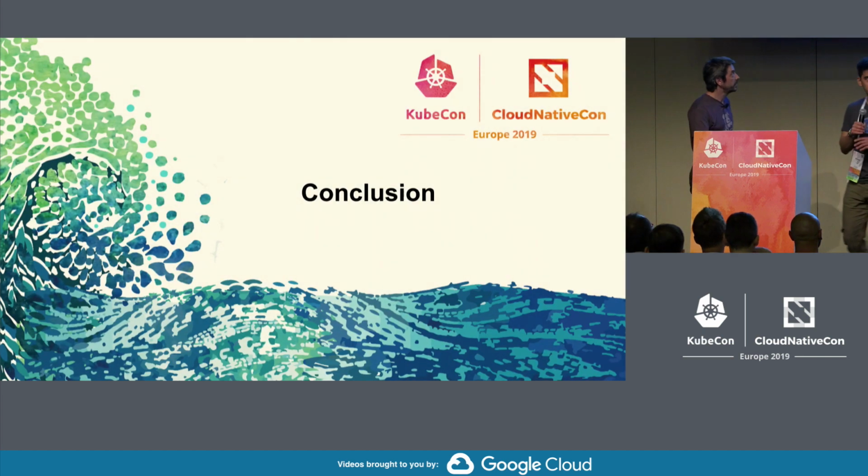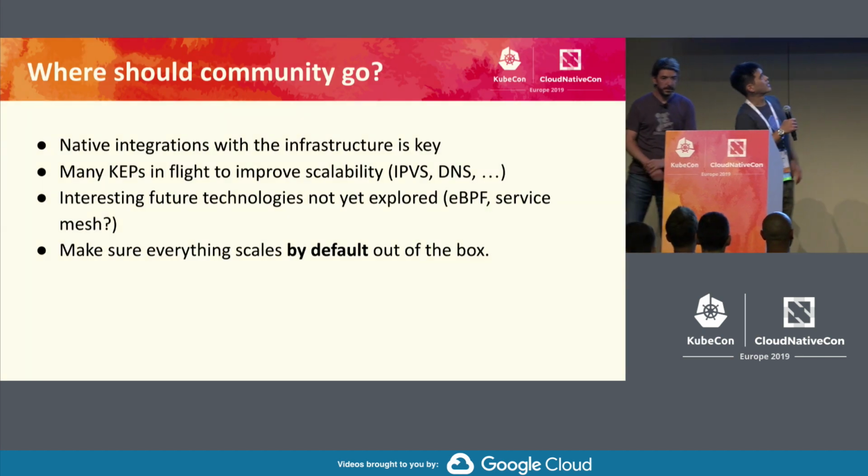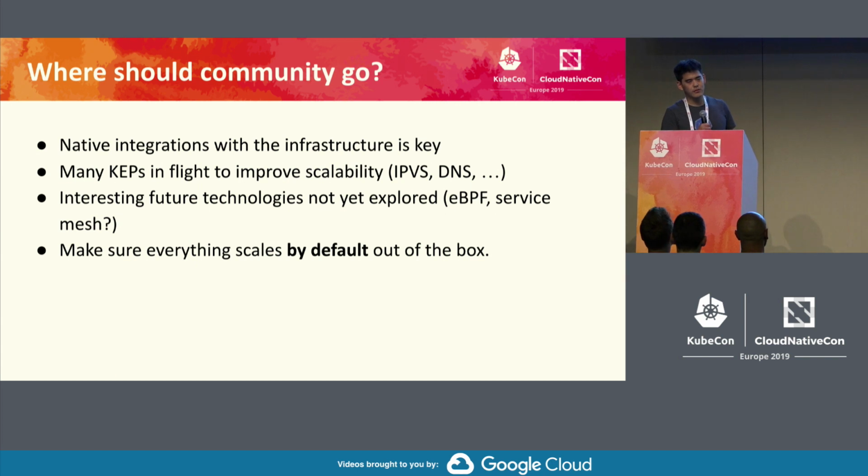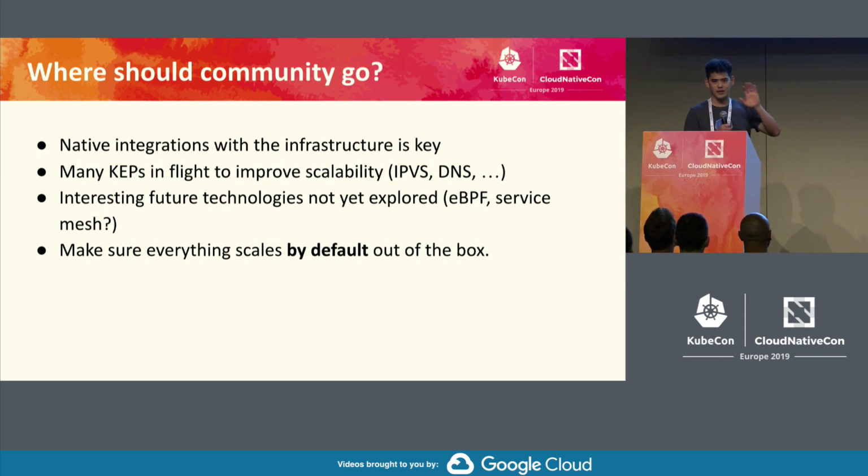OK, so in conclusion, really a common theme is removing the cost of all the abstractions, right? Native integrations with the infrastructure is key. A lot of these things that we described are about how we get things to route directly, and how we remove overlays and so forth.